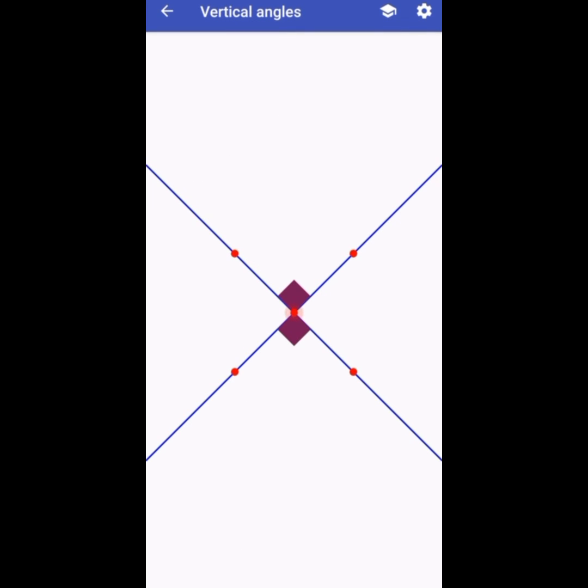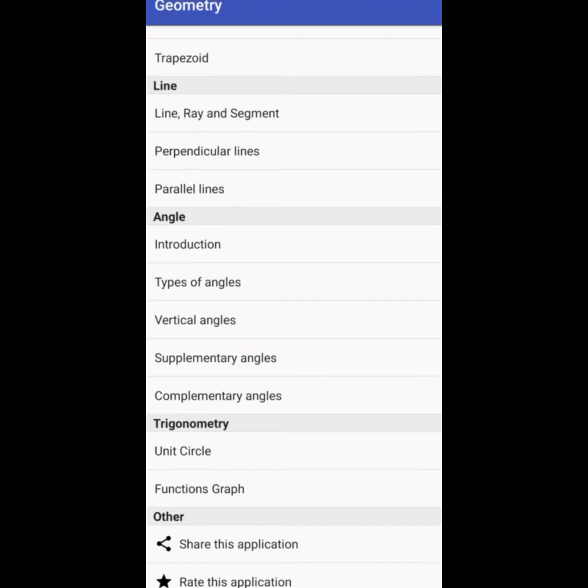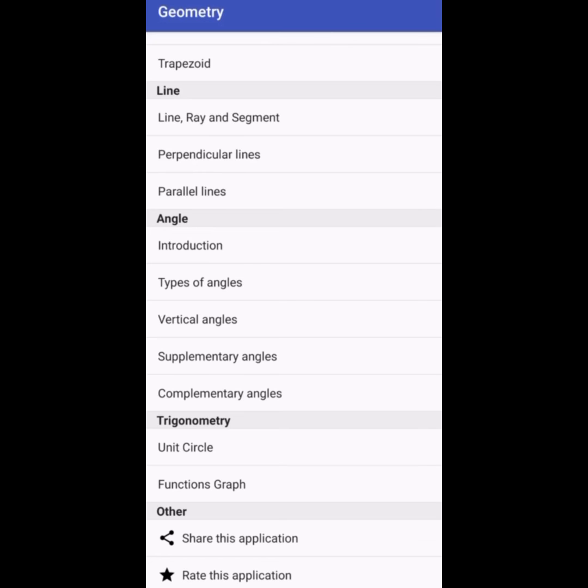So vertical angles. Vertical angles are a pair of non-adjacent angles formed when two lines intersect. Non-adjacent means the angles do not share common sides. Vertical angles share a common vertex and are congruent, but they do not share common sides.